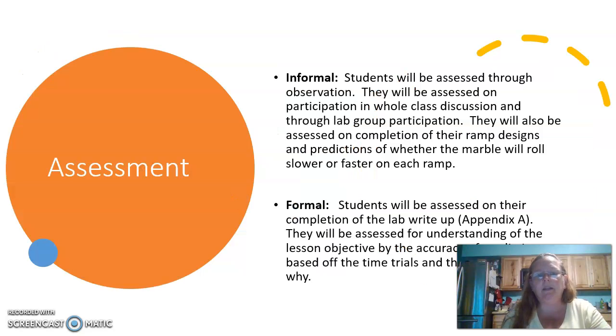Now, assessment. Informal assessment for the students will be done utilizing a rubric. Students will be assessed through observation. They will be assessed on participation in whole class discussion and through lab group participation. They will also be assessed on completion of their ramp designs and predictions of whether the marble will roll slower or faster on each ramp.